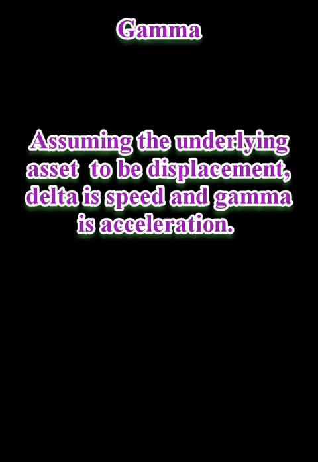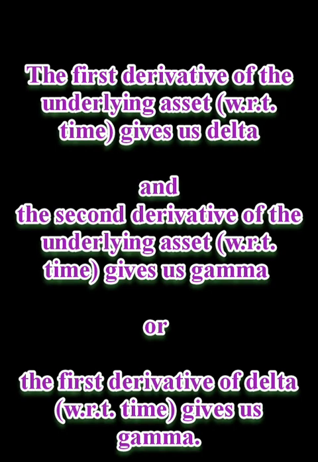Gamma. Assuming the underlying asset to be displacement, delta is speed and gamma is acceleration. The first derivative of the underlying asset with respect to time gives us delta, and the second derivative of the underlying asset with respect to time gives us gamma, or the first derivative of delta with respect to time gives us gamma.